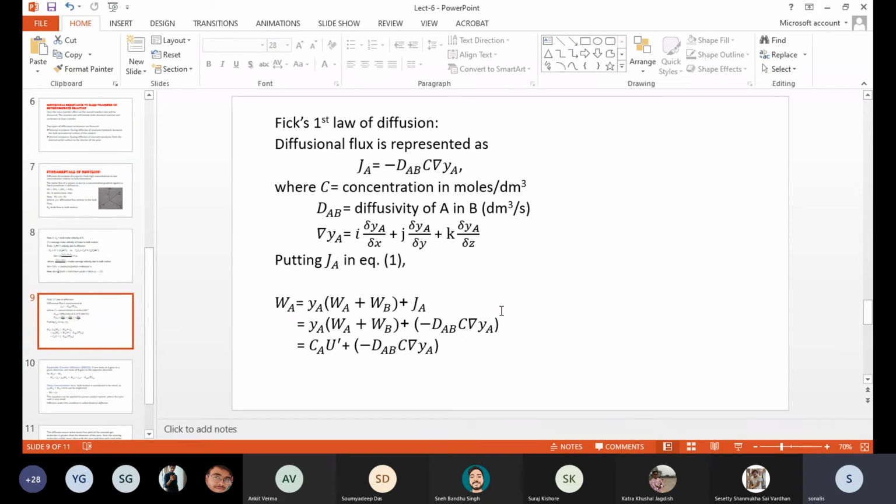You may not consider all 3 coordinates; you can use only one coordinate and write Fick's law that way as well, but I have considered all 3 coordinates. So, similarly to what we wrote previously, WA is equal to CA U dashed, which is for the bulk motion, plus minus DAB C nabla YA, which is for the diffusional flux.